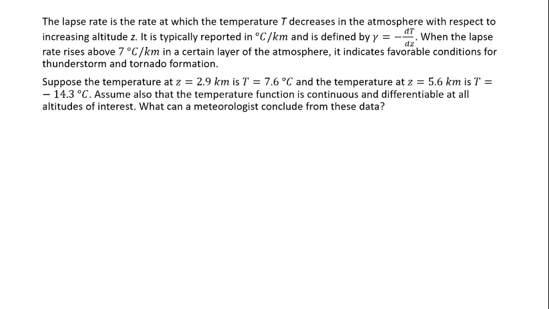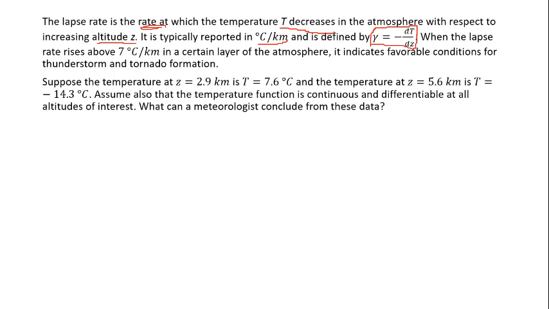We're dealing with meteorology here. Lapse rate is the rate at which the temperature decreases in the atmosphere with respect to increasing altitude, because as you get higher in the atmosphere, the temperature is going to decrease. It's recorded in units of degrees Celsius per kilometer, and it is defined as an actual derivative: gamma equals negative dT over dz. So negative dT over dz is the lapse rate. It is a rate of change of temperature with respect to altitude, so the independent variable here is altitude z.